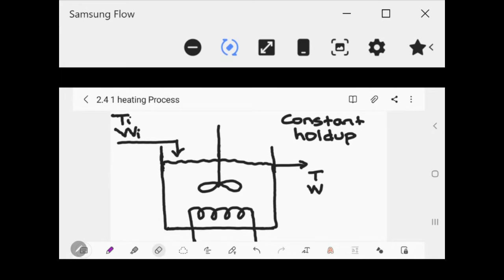Now we have a good foundation of developing a dynamic model. So we'll simply continue to apply the steps that we have learned in different examples. Okay, so let's develop a model for a steady tank heating system with a constant volume. Just looking at the diagram, what do you think are the control variables? What do we want to control?